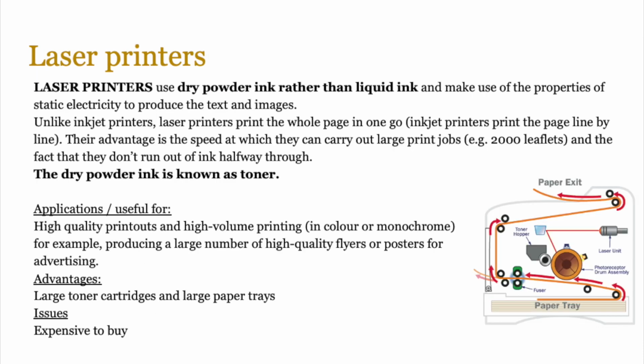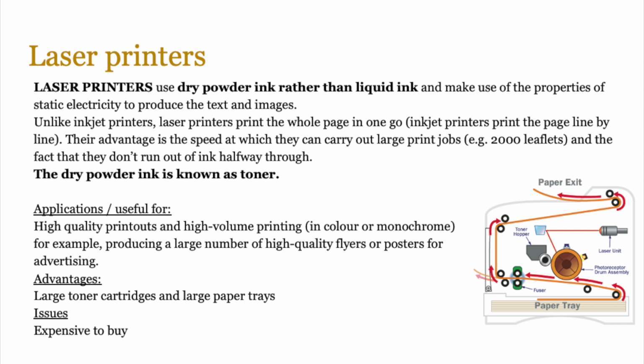So laser printers are up next. They use dry powder ink rather than liquid ink, and they make use of properties of static electricity to produce the text and images. Now, unlike inkjet printers, laser printers print the whole page in one go. Inkjet printers print the page line by line. So their advantage is the speed at which they can print out large print jobs.